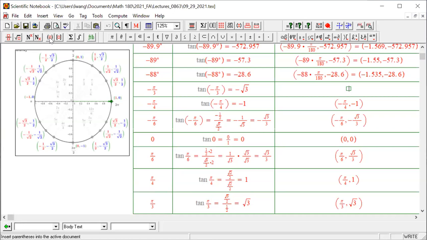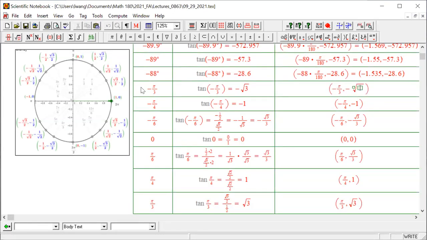Okay, so over here, this is -π/3, -√3. You see, we use these familiar numbers and do something, and we want to observe. So as the input gets larger and larger, the output is getting larger and larger.